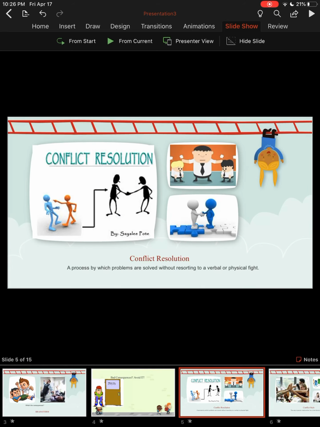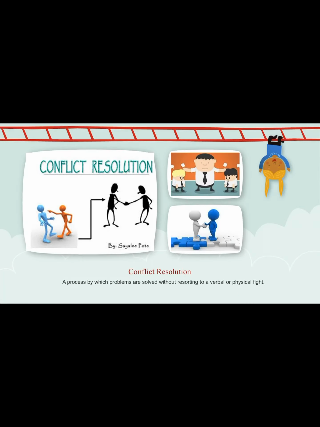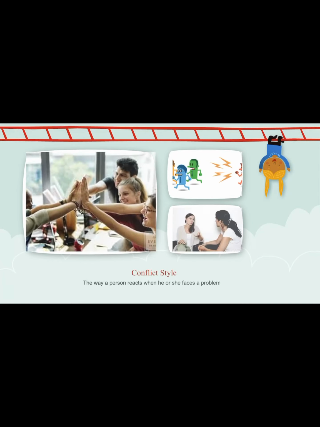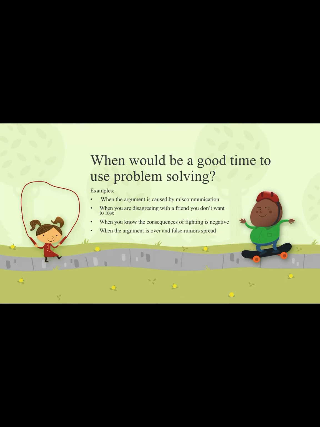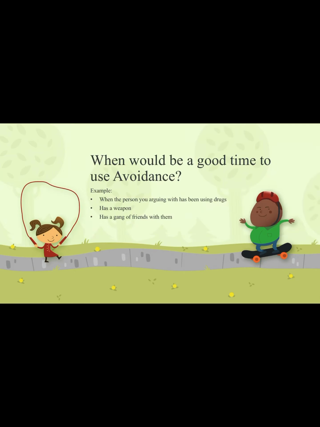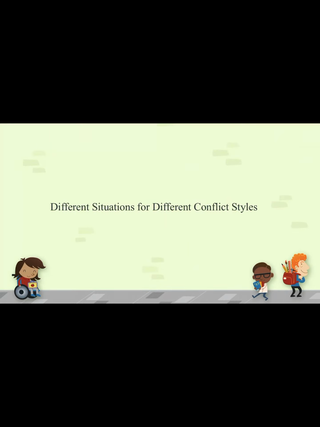So we had conflict resolution and conflict style. Problem solving, avoidance, and confrontation are the three branches from conflict style. We all get into disagreements, arguments, and conflicts, but those conflicts do not have to end up in verbal or physical fights. When students are faced with conflict, they can choose to use whatever conflict style they wish. However, if students think calmly and logically, they will admit that problem solving is usually the best advice. Most of the time, problem solving can help solve a disagreement and prevent it from escalating to a full-blown fight.